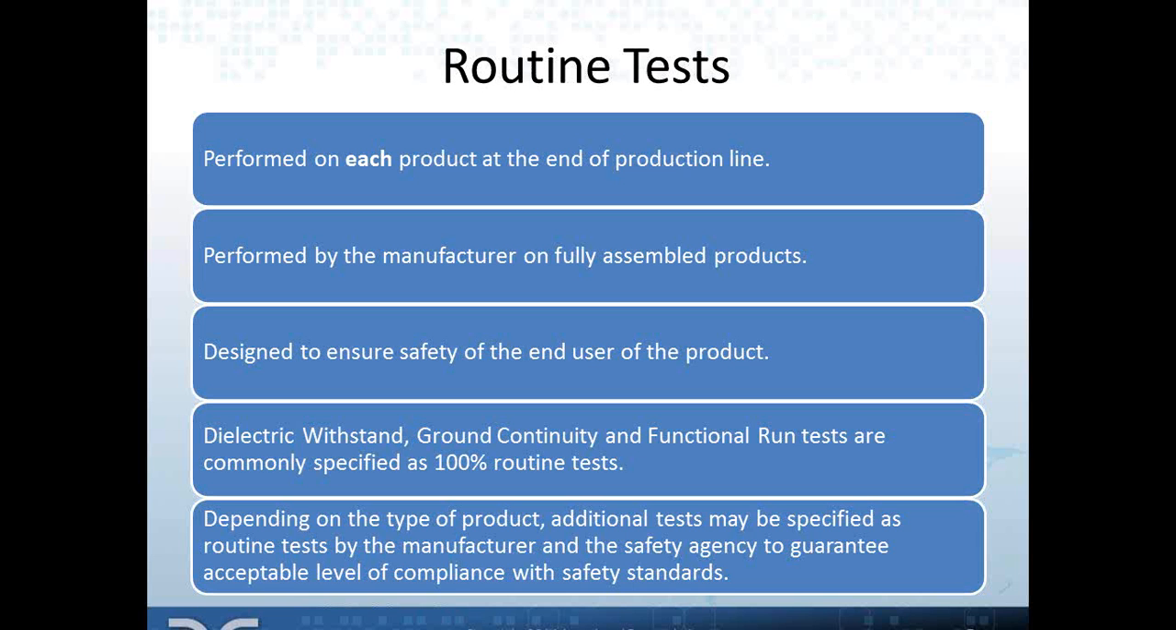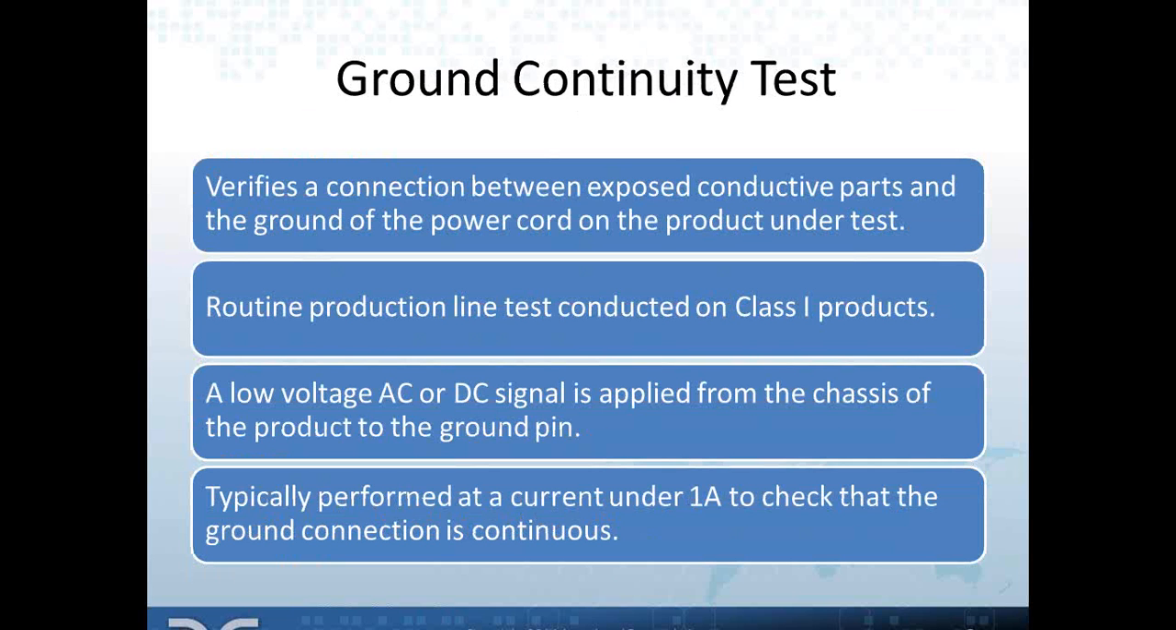Okay, so now that we know type tests and routine tests, we're going to jump into our first electrical safety test, which is the ground continuity test. As the name implies, a ground continuity test is used to verify that a device or product's safety ground connection has been made properly, and that it is a continuous and permanent ground connection.